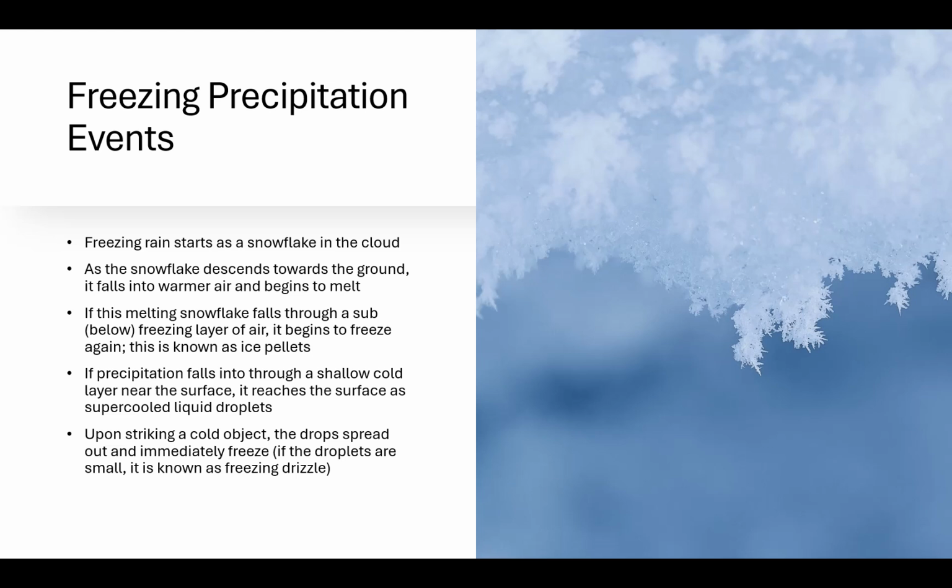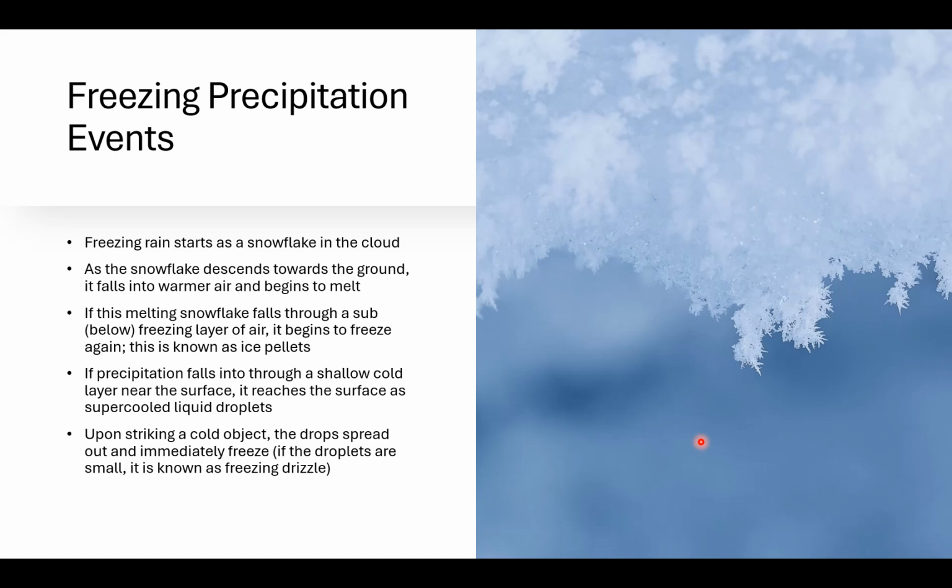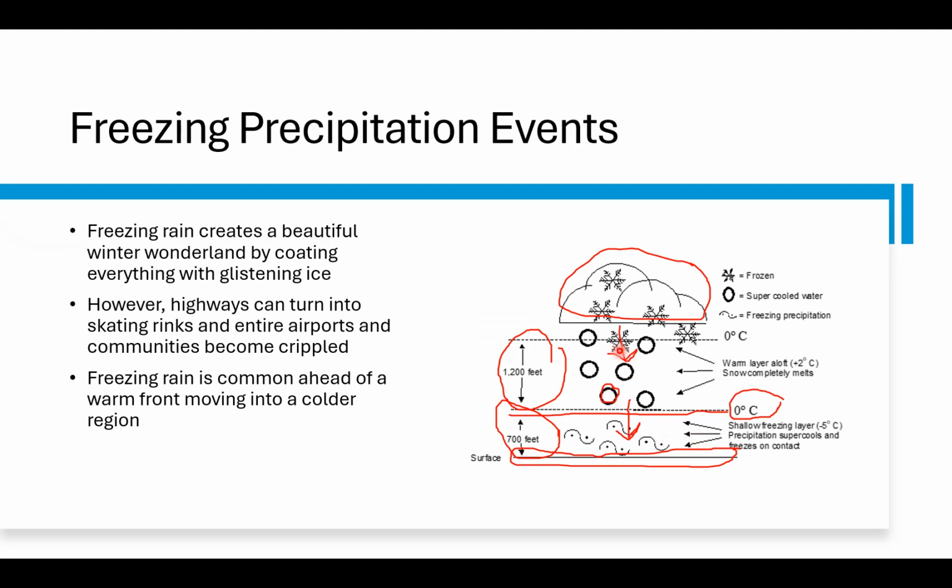Now, freezing rain initially starts as a snowflake in the cloud. We see that here, right? Snowflake in the cloud. You're below freezing initially. The snowflake descends towards the ground. It falls in that warmer air. It begins to melt right here, this 1,200 foot thick above freezing layer.